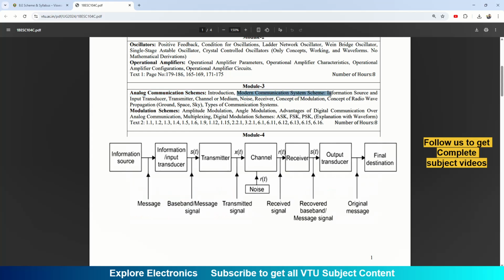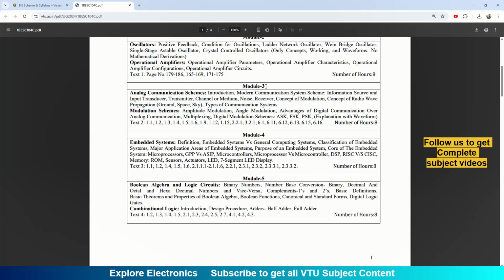Modern communication systems, information source, input transducer, transmitter, channel, what is noise, receiver, and what is the concept of modulation, why it is required, concept of radio wave propagation, types of communication, everything comes under module 3. Then chapter 2 is modulation schemes.